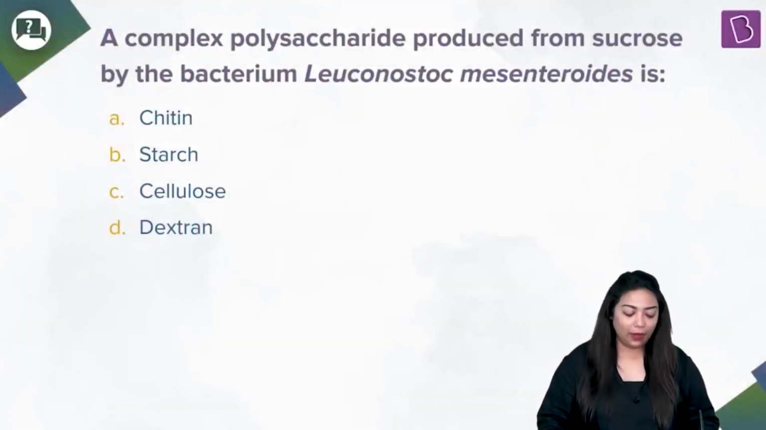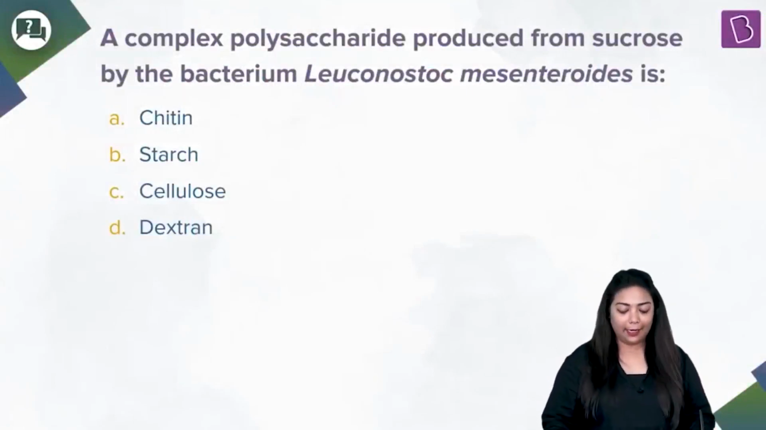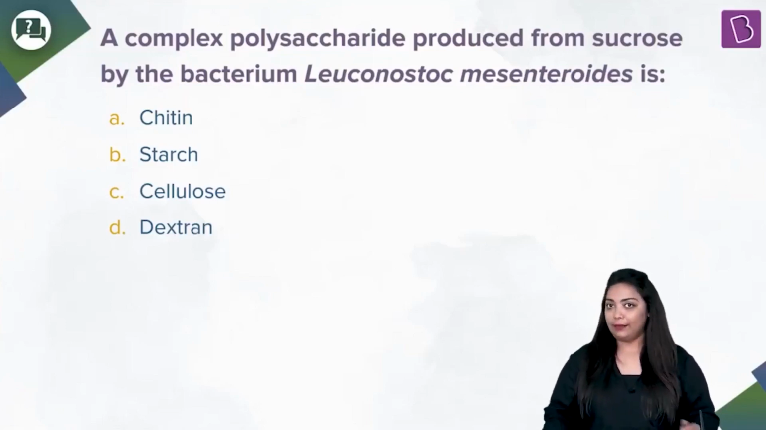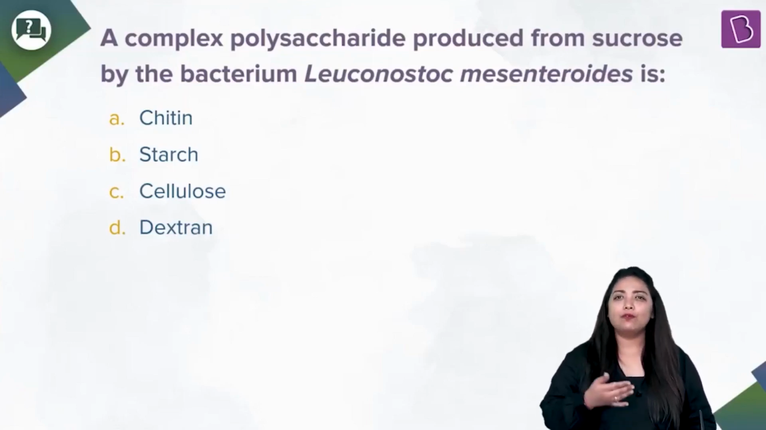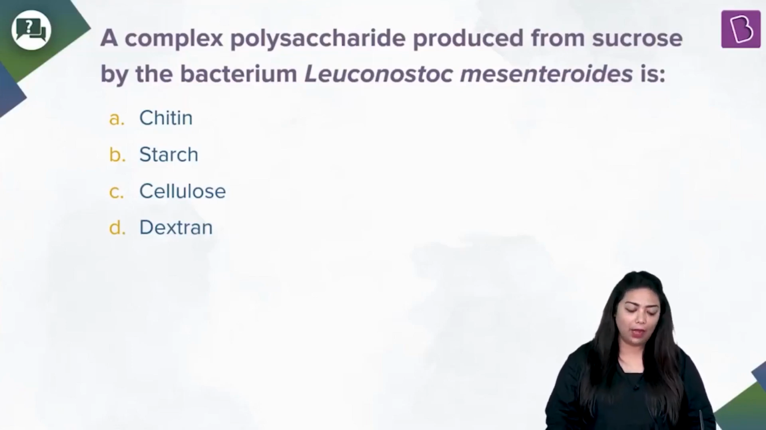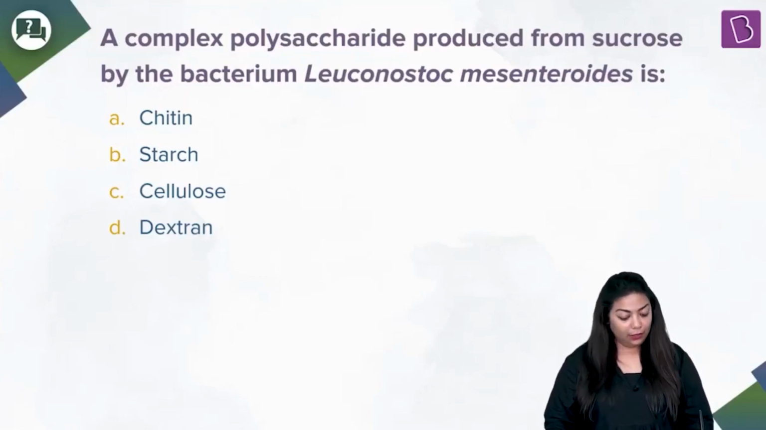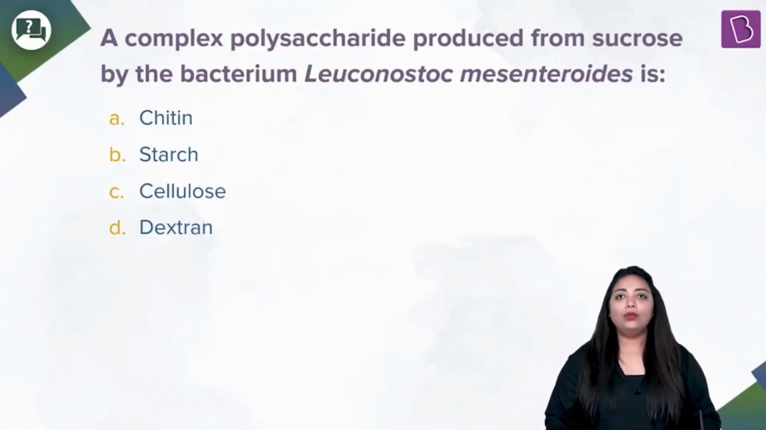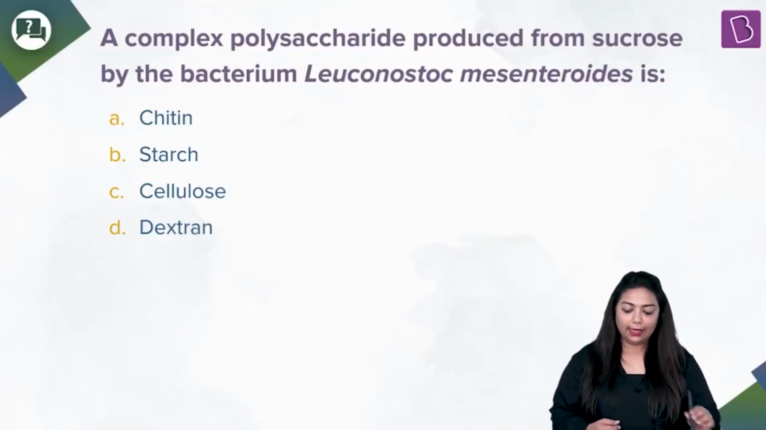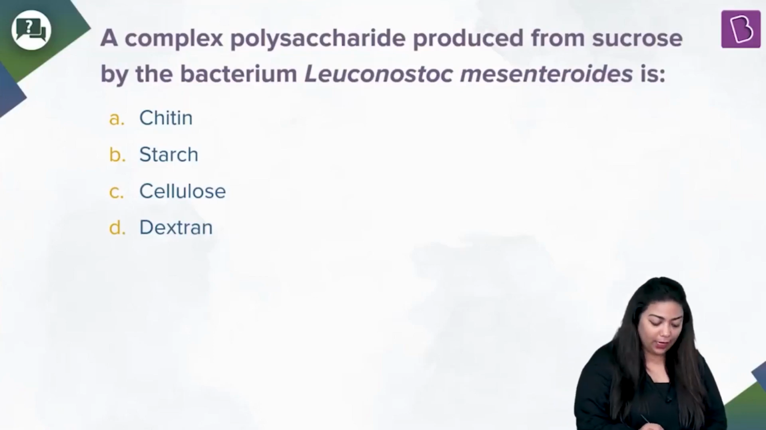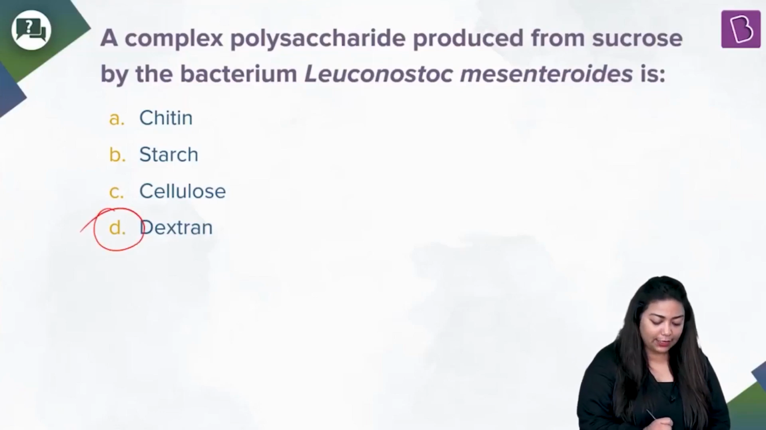Okay, so let's try this one now. A complex polysaccharide produced from sucrose by the bacterium Leuconostoc mesenteroides is, now what is this Leuconostoc mesenteroides? It is a lactic acid bacterium, which is involved in fermentation processes as well. Now, what are your options? A, chitin, B, starch, C, cellulose or D, dextran. Now, here we'll give you a direct answer, children. Here the answer happens to be dextran, okay. So, what is produced? The answer is dextran.